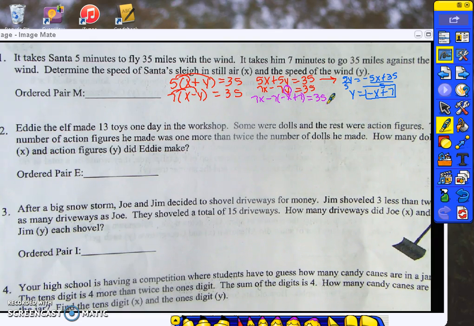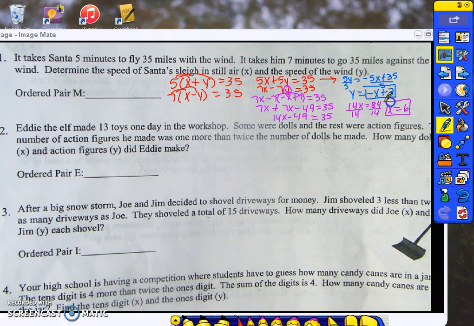equals 35. Negative 7 times negative x is positive 7x. Negative 7 times 7 is negative 49. 7x plus 7x is 14x minus 49 equals 35. I'm going to add 49 to both sides. 35 plus 49 is 84. And when I divide by 14, I get that x is 6.